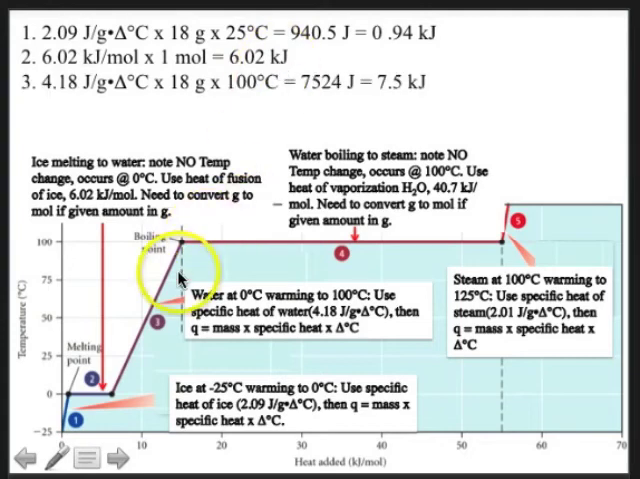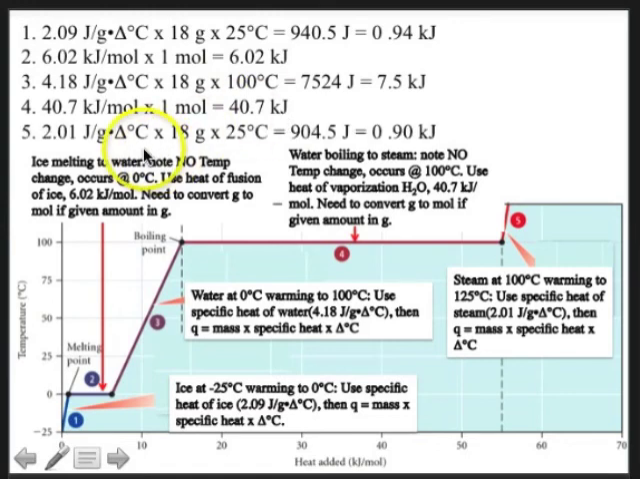Third step is heating the water from 0 to 100. That's 4.18 joules per gram delta degree C. It's specific heat times the mass times the temperature change from 0 to 100, and that's 7.5 kilojoules. The fourth step is to boil the water and convert it into steam. So for this step, we use the heat of vaporization of water, 40.7 kilojoules per mole. And we have 1 mole of it, so that's 40.7 kilojoules.